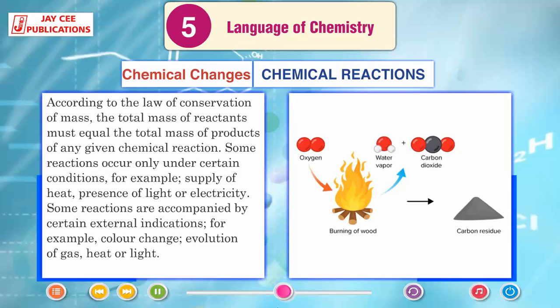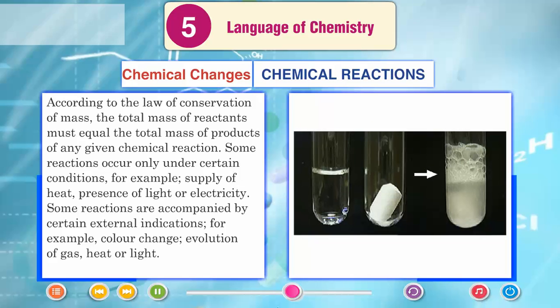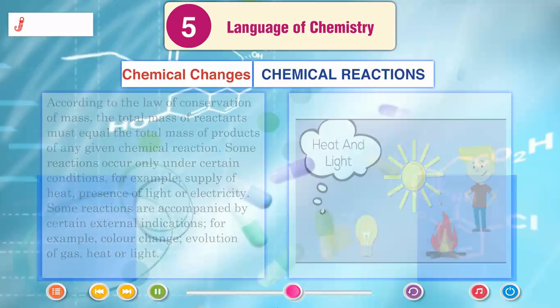According to the law of conservation of mass, the total mass of reactants must equal the total mass of products of any given chemical reaction. Some reactions occur only under certain conditions, for example, supply of heat, presence of light or electricity. Some reactions are accompanied by certain external indications, for example, color change, evolution of gas, heat or light.